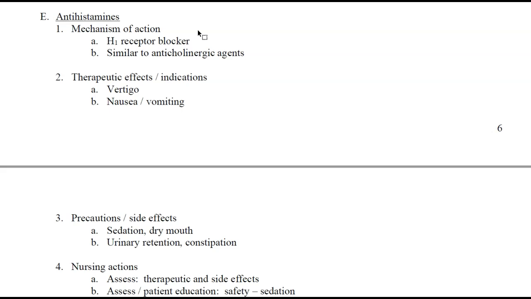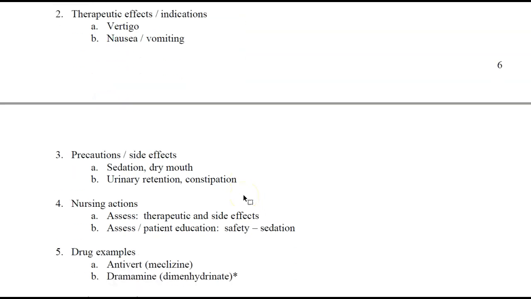Therapeutic effects as well as indications include vertigo. This is the sensation of spinning or dizziness, and it normally derives from a problem in the inner ear. Vertigo sometimes is also related to a problem with balancing. Next is nausea and vomiting. It helps treat nausea and vomiting, so that would be a reason why we give this medication. Some precautions and side effects include sedation, dry mouth, urinary retention, and constipation. As you may notice, it is very similar to the side effects of the anticholinergic.